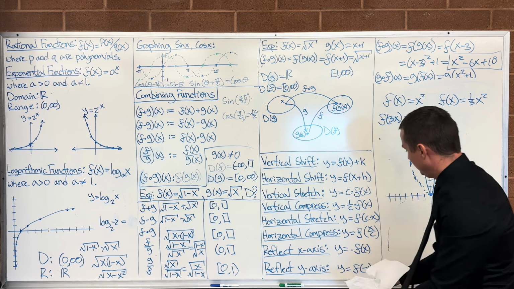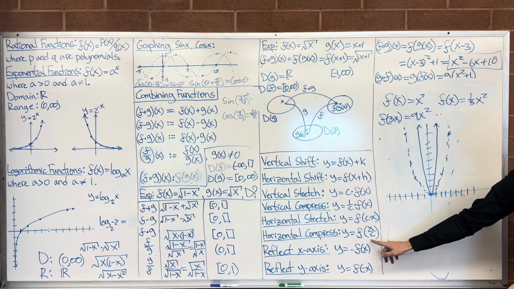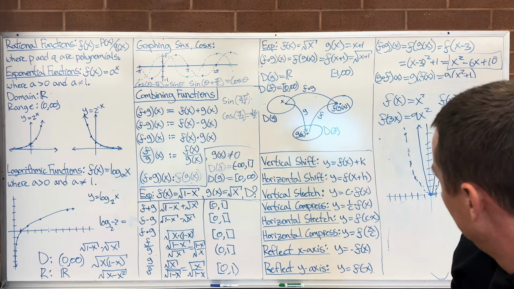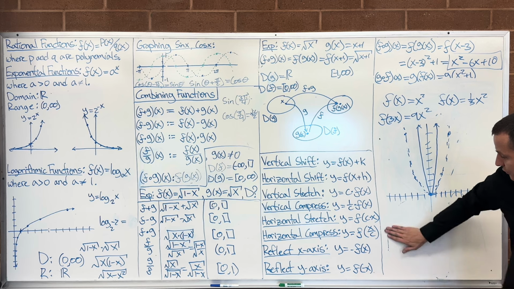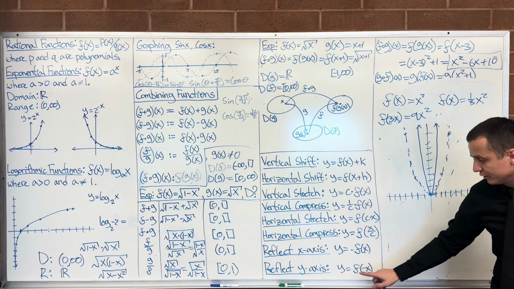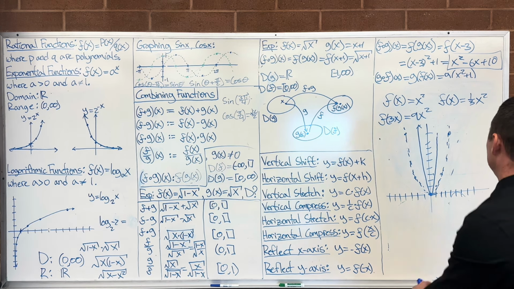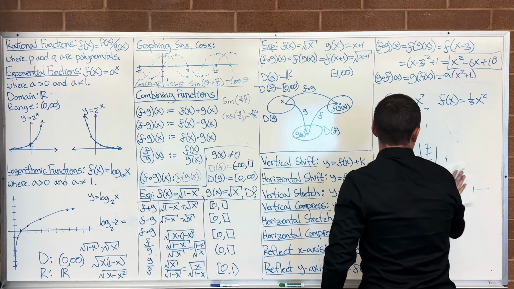And then similarly, dividing it out would have stretched it out this way. Made it go much slower. Okay, and then finally, these two, the most important: reflecting across the x-axis and reflecting across the y-axis. So let's just redraw our picture. So here's f of x.